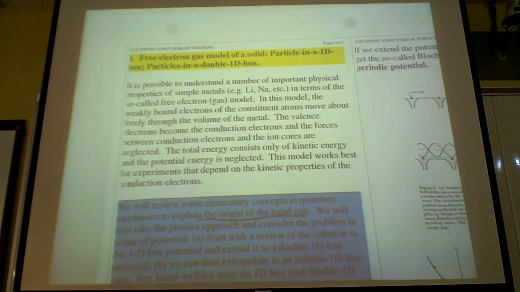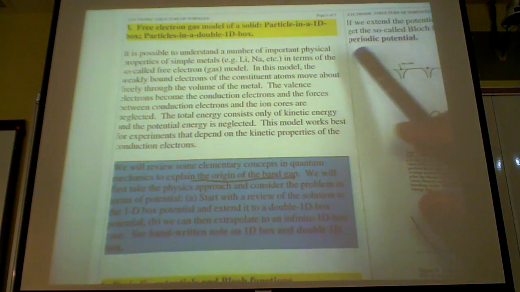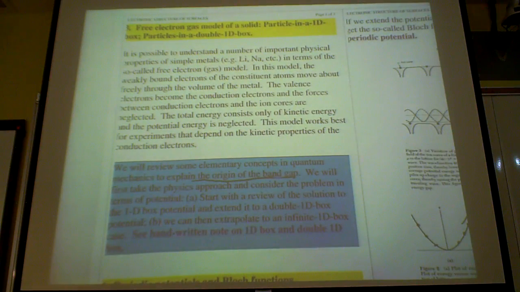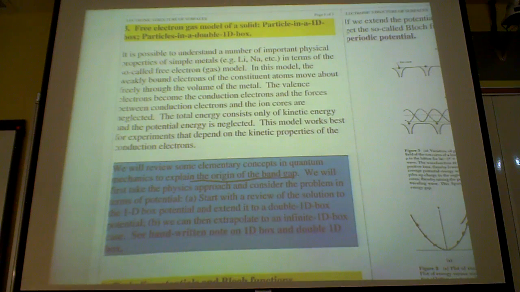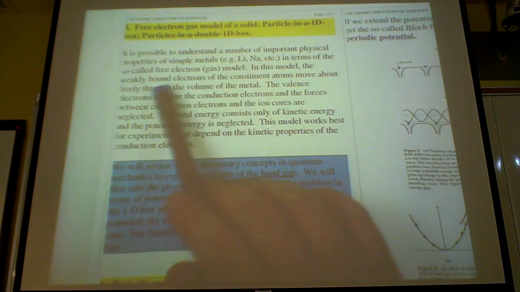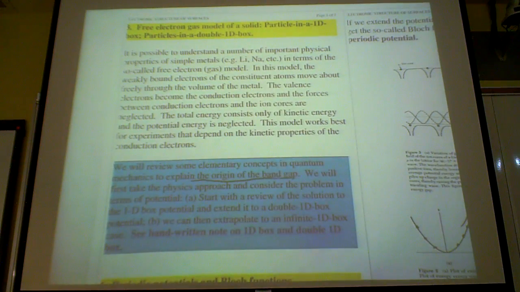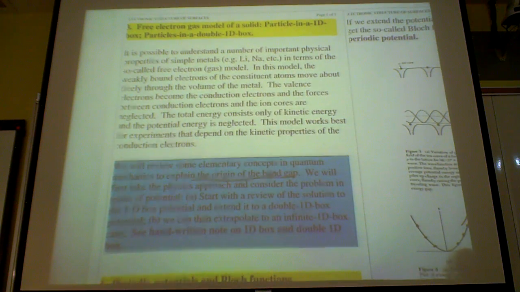Okay. So this is important to understand a number of important physical properties of simple metals like lithium with one free electron, right? Sodium, and so forth, in terms of the so-called free electron gas model, right? What is a free electron? You heard physicists talk about these things.